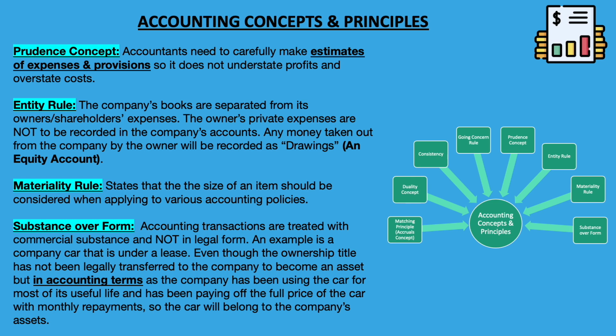Substance over form. Accounting transactions are treated with commercial substance and not in legal form. An example is a company car that is under a lease. Even though the ownership title has not been legally transferred to the company to become an asset, in accounting terms, as the company has been using the car for most of its useful life and has been paying off the full price of the car with monthly repayments, the car will belong to the company's assets.